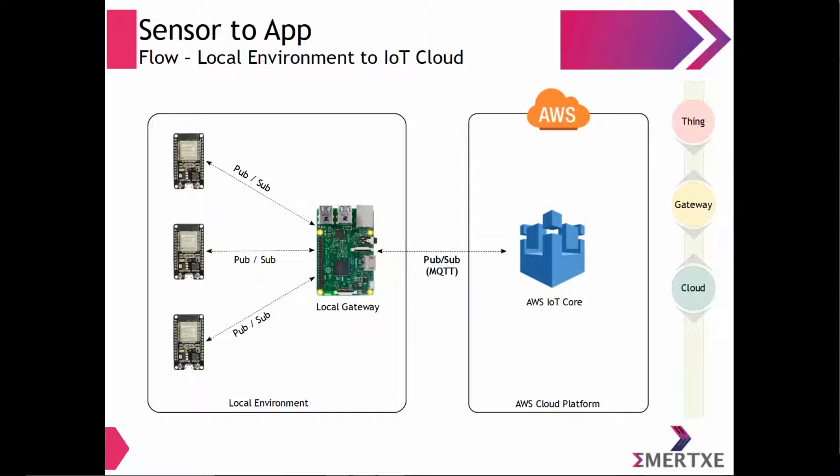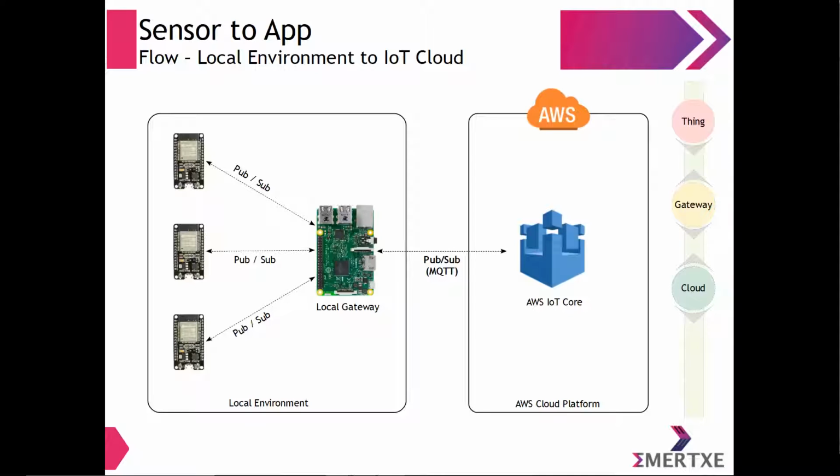As of now, we've seen how devices communicate with the local gateway using MQTT protocol, and how this gateway sends data to the AWS IoT Core using MQTT protocol. From here, let's see what we can do with this data which is available inside the AWS IoT Core. So what do we do with this data?